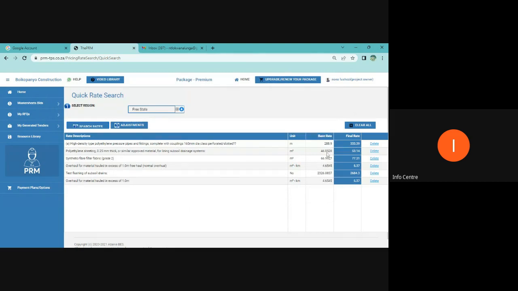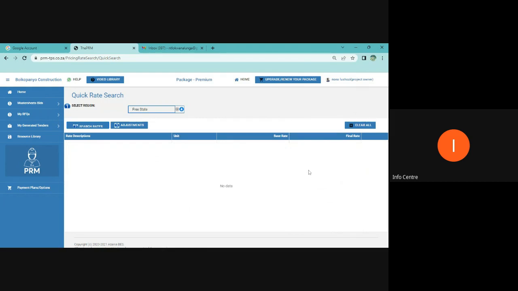And there you go. You've got your base rates over there. Then you've got your final rates over there. So you can use the final rates now to price your individual BOQ so that you can submit in time and hopefully submit as frequently as possible to increase your chances of winning the rates. So that said, that's the first method in which we can get rates from the system.